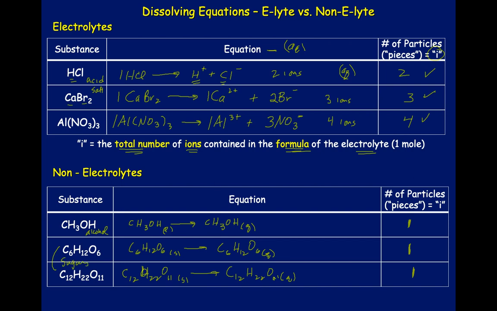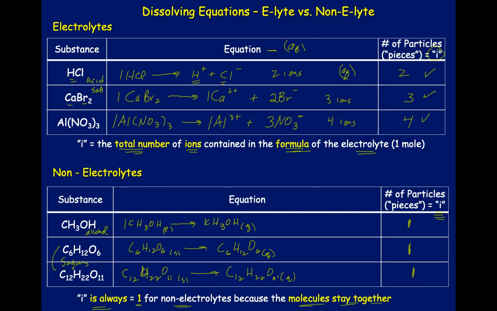Okay? And so i, the number of particles represented by the variable i, is always 1 for non-electrolytes because the molecules stay together as 1 mole. So 1 mole makes 1 mole, and 1 mole makes 1 mole, and 1 mole stays as 1 mole. Okay? So you would not conduct electricity here because there are no ions, but you would conduct electricity here. The attention is paid to these electrolytes. They're going to be different for each formula.